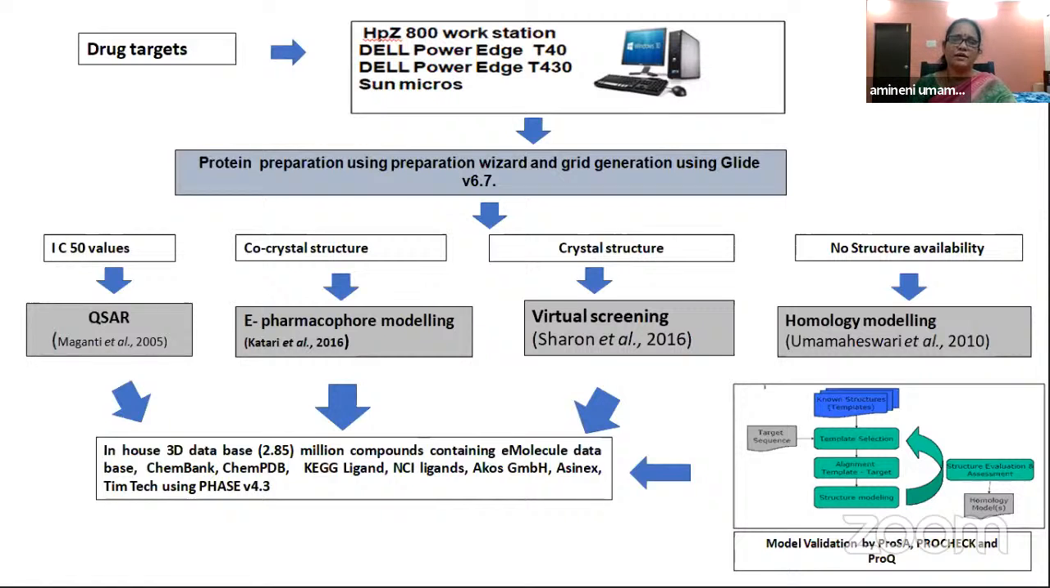Once we have a target, then we have to check for the structure. If the structure is available, then we can download the structure from the PDB databases and we can analyze it. If the structure is not available, we have to go for homology modeling. This homology modeling means, if the structure is not available, we have to check for a homologue in the PDB databases. If it has more than 30% identity, then that structure will be downloaded, and by aligning with this existing one, we can generate a model.